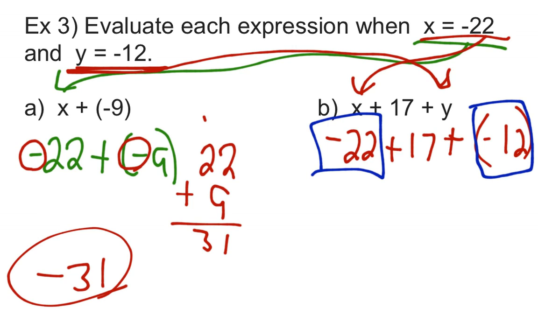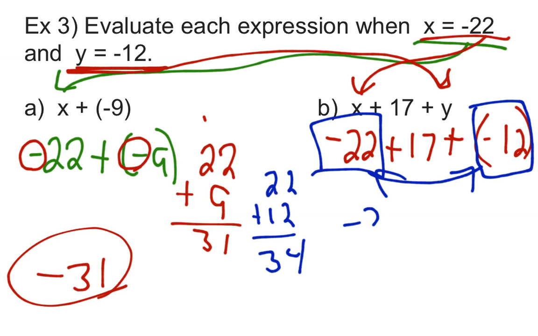So I'm going to take the two negatives and do those first, because if I do those first, the signs are the same. So I have a negative 22 and a negative 12, so I keep the sign. 22 plus 12, we're adding because the signs are the same, gives me a 34. And since they were both negative, it's a negative 34. But then let's not forget that this positive 17 still has to come down. So I still have to add 17 to that.